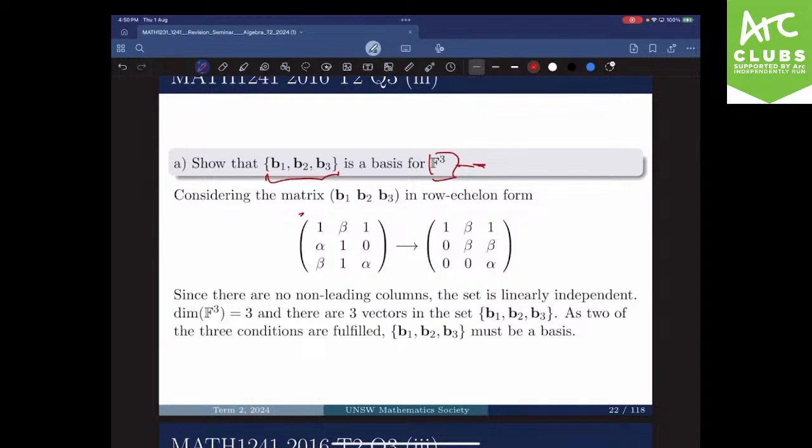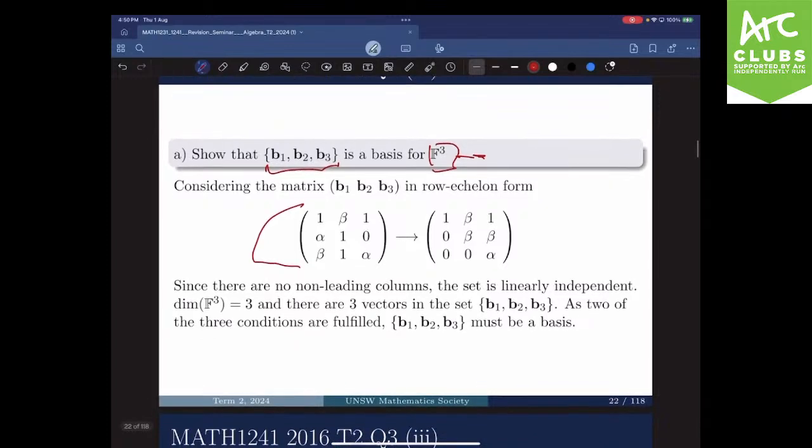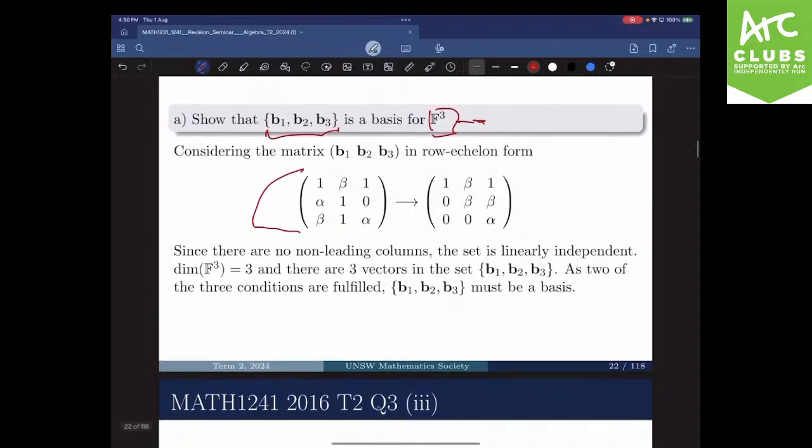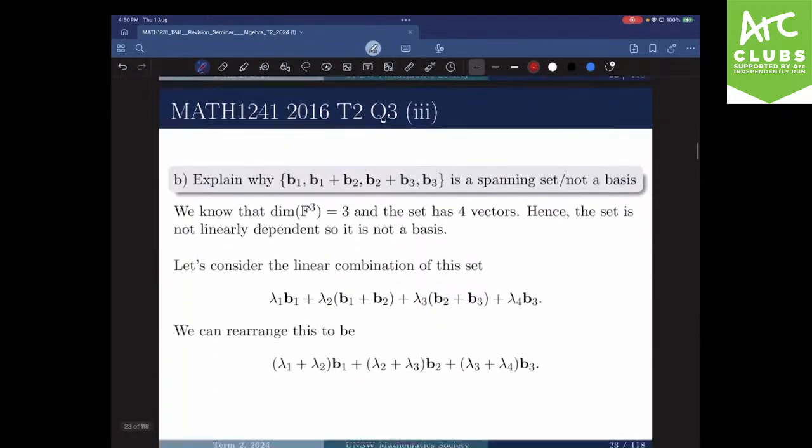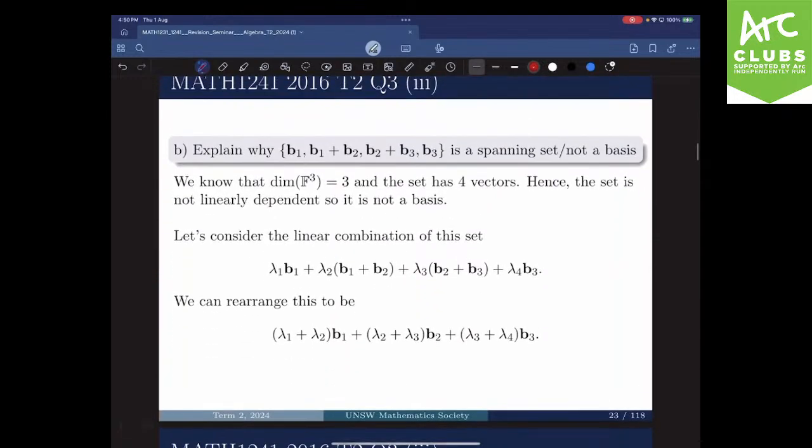Do you want me to row reduce this? Would it help if I row reduce this, or? Yeah. Do we all buy it? Do we all think it's true? Yeah, sure. Yeah, okay. So, anyways, moving on.